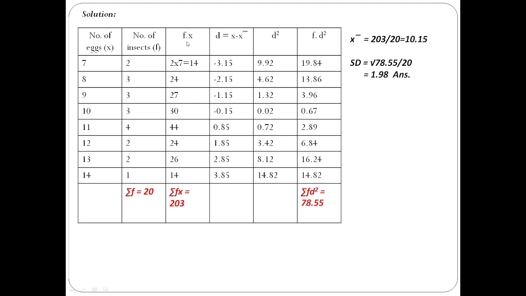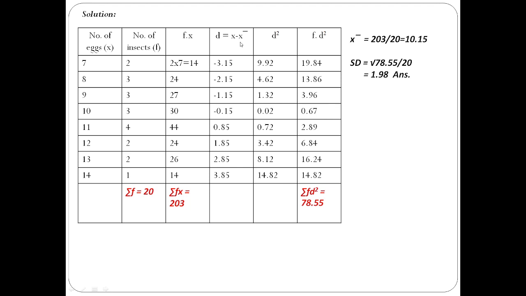So we need to find out the fx, because we need to find out the mean. So 2 into 7, that is 14, 8 into 3, that is 24, 9 into 3, that is 27. So in this way we can find out our value of fx. Now we need to find the summation of fx. Just added all these, so summation of fx becomes 203, and summation of f, just added this column, is equal to 20. So x bar is equal to summation of fx by summation of f, that is 203 by 20, that is 10.15.